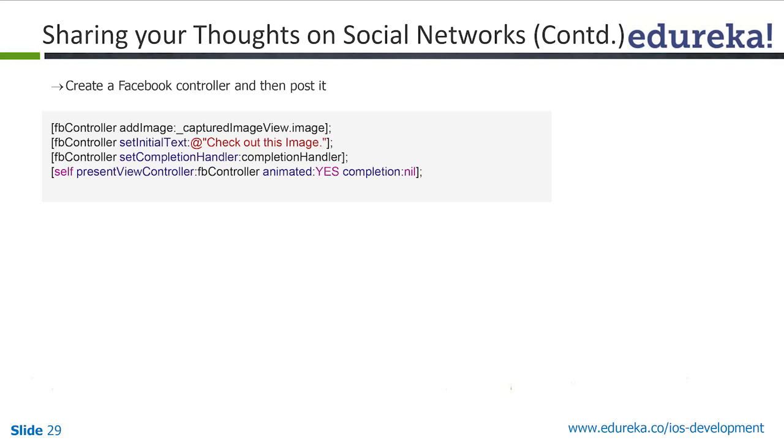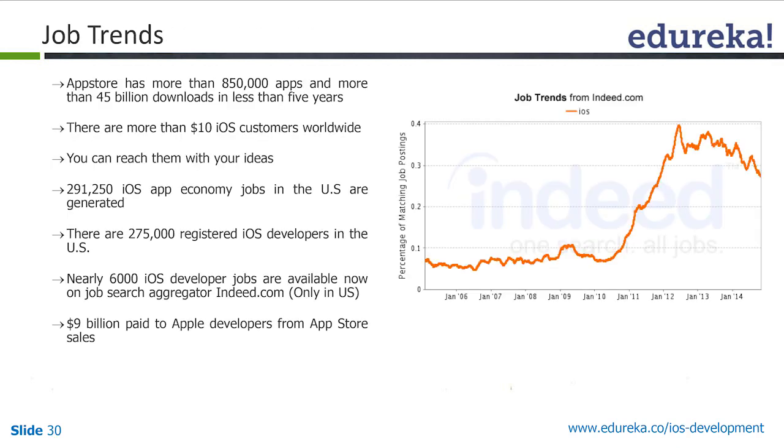So we are hard coding it. If you want, you can create an alert view and ask the user to type something about this post, and you can get the input from the user and have it as an initial text. After that, we'll set the completion handler. This completion handler will be called whenever something happens on this controller, and you are going to handle it in your completion handler. Whenever you say present view controller, that will be shown. So this is the way you have to do it on social networks. That's all for our use case.